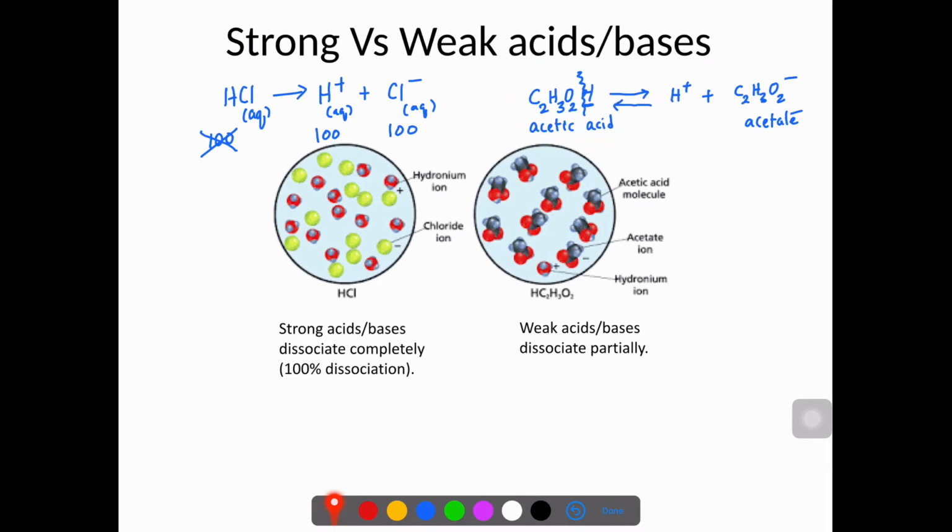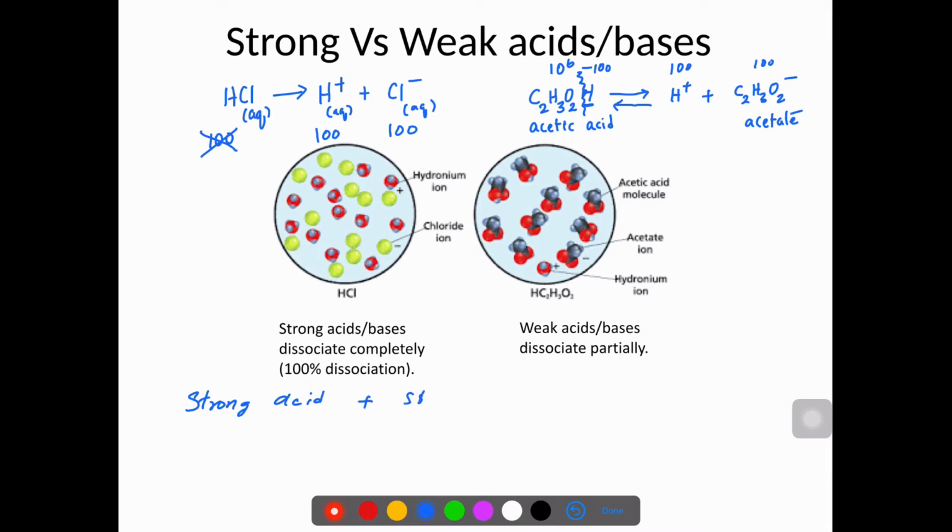So if you zoom into a bottle of acetic acid, you're going to find lots of acetic acid molecules, but only a few ions. The reason is it dissociates partially. So if you have, let's say, a billion of these, maybe only 100 of them will be gone and they will convert to these products. Only a few of them are going to dissociate. That's the nature of weak acids and bases. They dissociate partially.